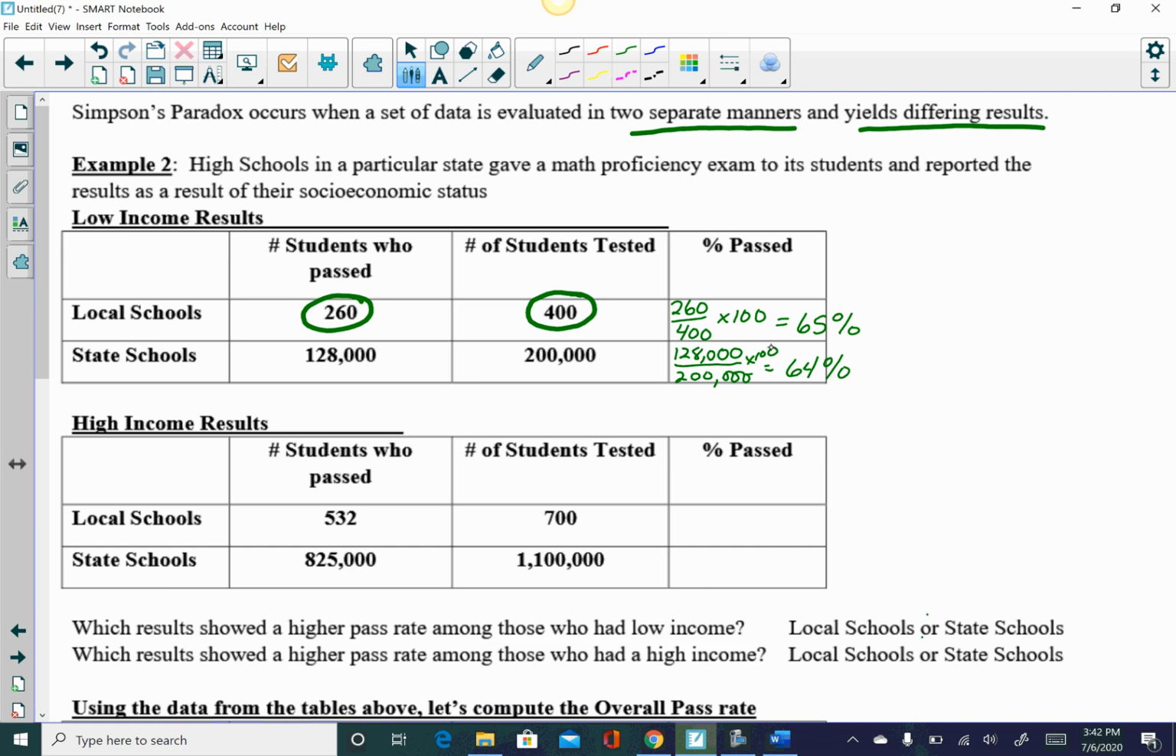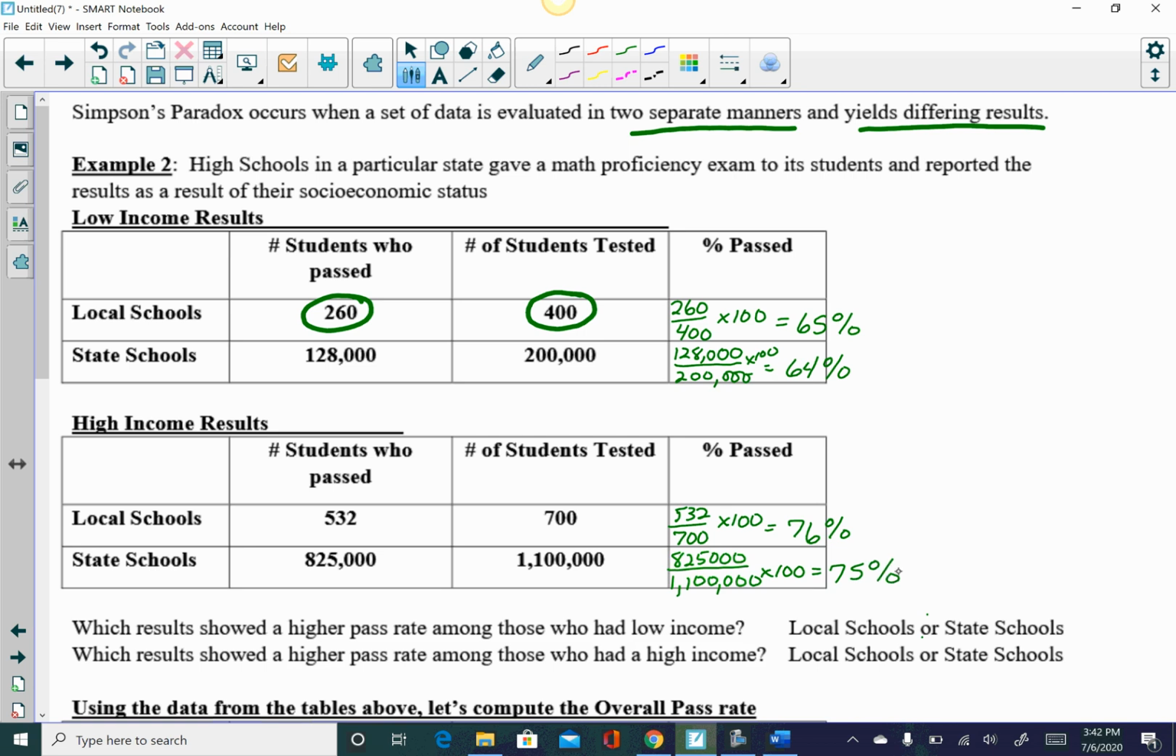There we go. All right, so high income results for local schools, 532 passed out of 700 that took it. So 532 divided by 700 times 100. And then that should put you at 76%. And then the last one, 825,000 divided by 1,100,000 times 100, and that should put you at 75%.